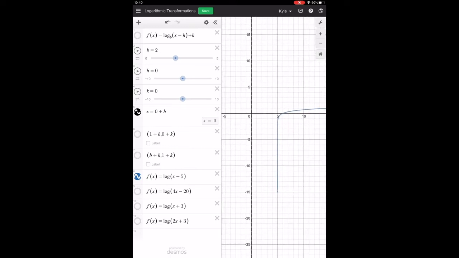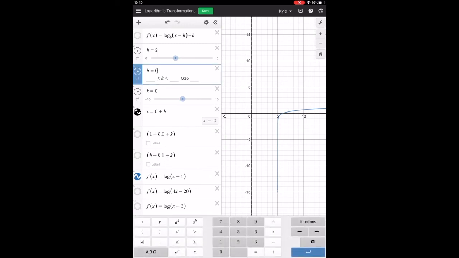Let's take a look at how that asymptote has moved. Here, h was a 5. So let me set h to be 5.